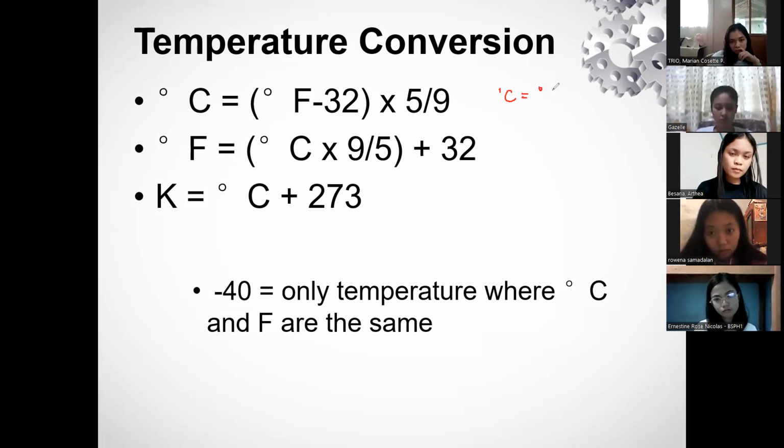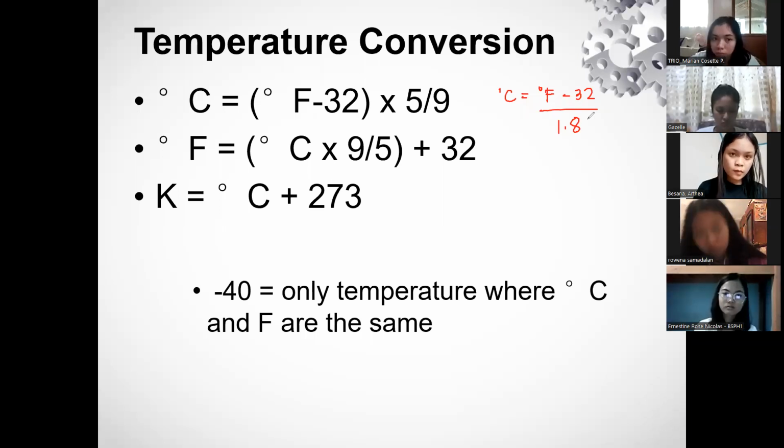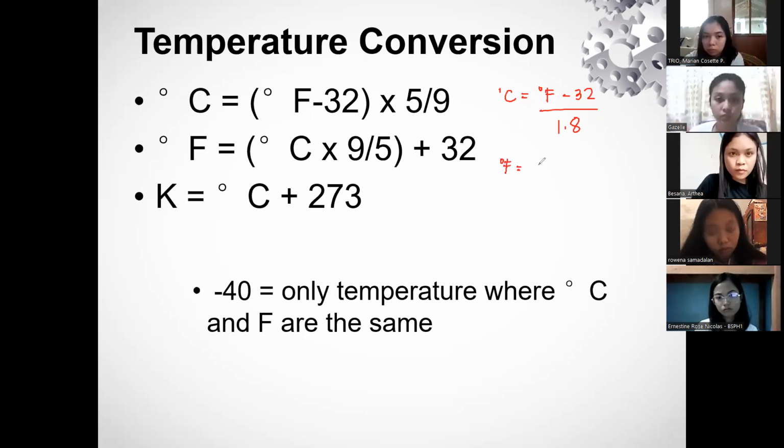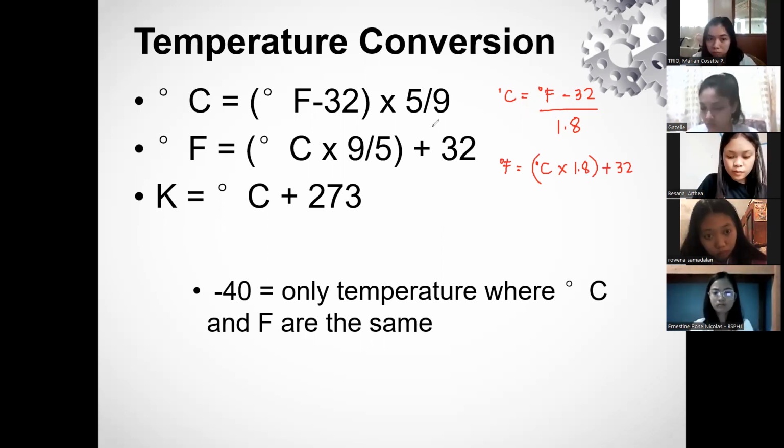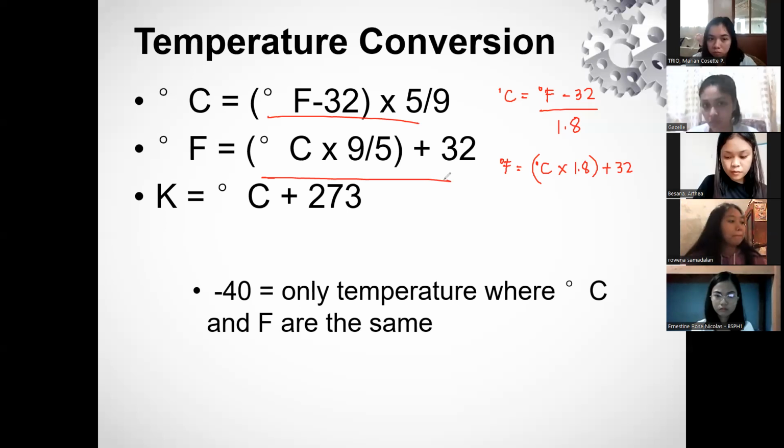Degree Celsius is equal to degree Fahrenheit minus 32 divided by 1.8, to simplify things. Para dito maglibog asa si 5 over 9 and asa si 9 over 5 ibutang. And then for degree Fahrenheit, I'm using this one: degree Celsius times 1.8 plus 32. Instead of the 9 over 5 and 5 over 9, I'm using the 1.8. You will get the same answer with this formula. Para ma-simplify na ang mga things.